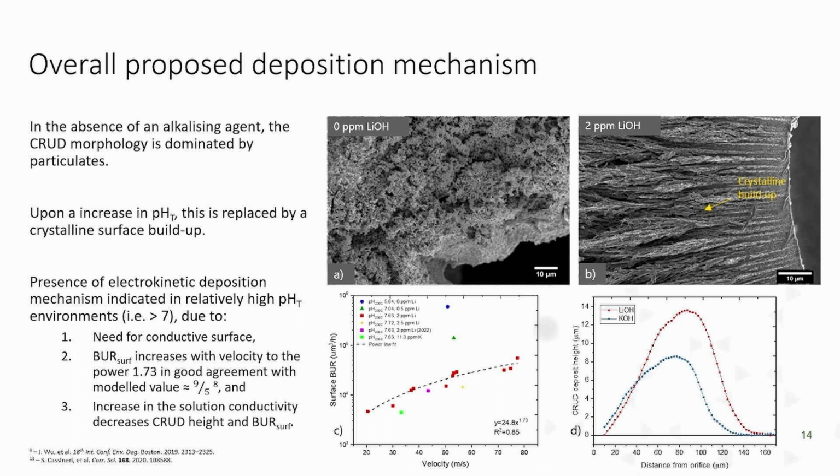And also, the fact that these more recent results have shown that an increase in the solution conductivity when we move to potassium decreases the CRUD height overall, and hence the build-up rate. So that also indicates that we're reducing the wall current effect in these regions.